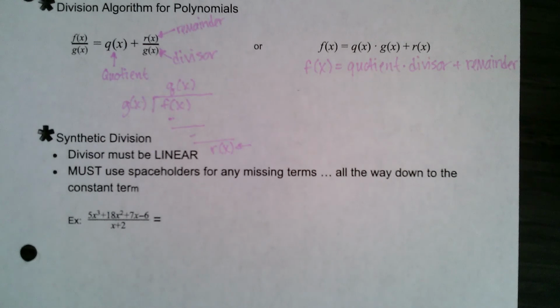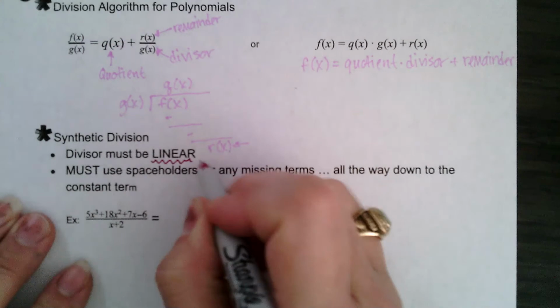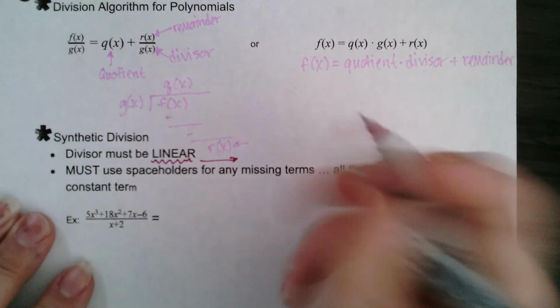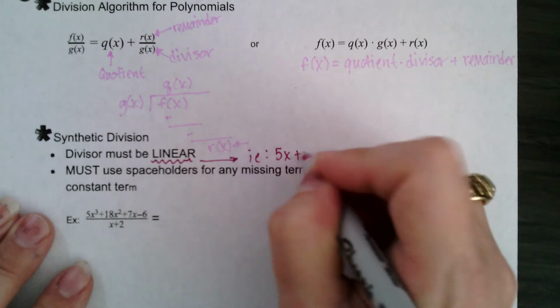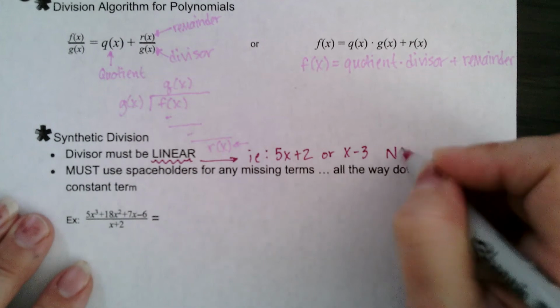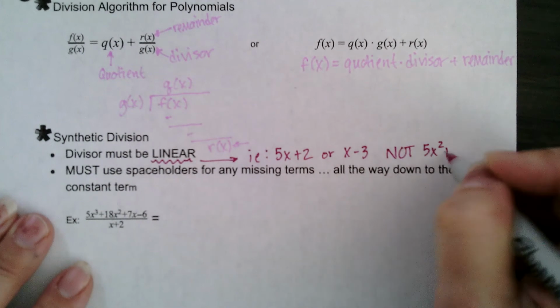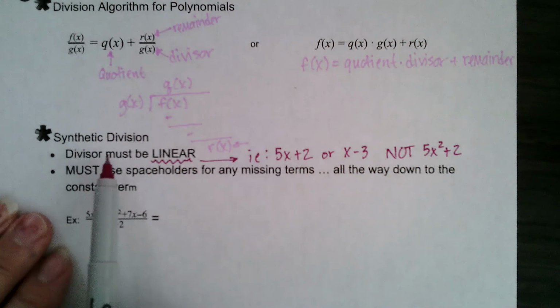Now, if you're lucky and your divisor is linear, then you can do something called synthetic division. So when I say the divisor must be linear, what that means is it can't have any squared terms. So it would have to be like 5x plus 2 or x minus 3, but it could not be something like 5x squared plus 2. Okay. The divisor is the thing we're dividing by.